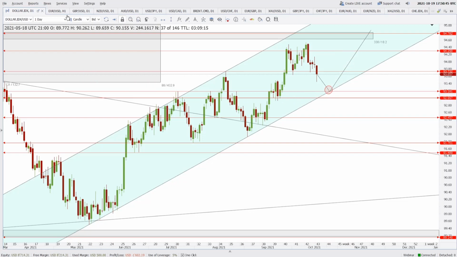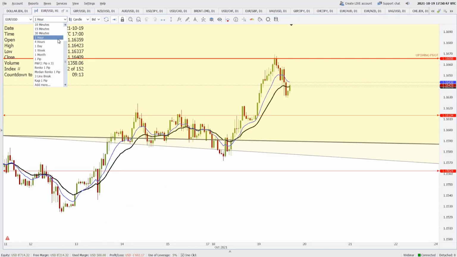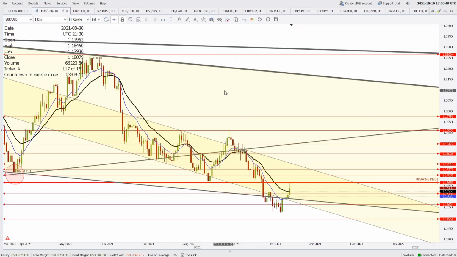So when we get a buying opportunity here, that will be a good area to keep your stop losses below and then buy. So next I want you to go through the daily chart of the euro dollar.